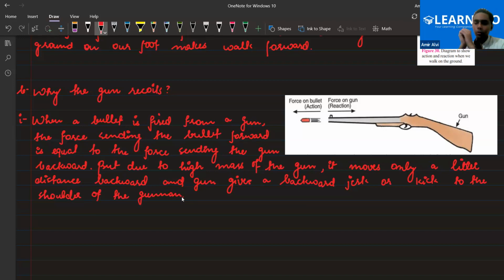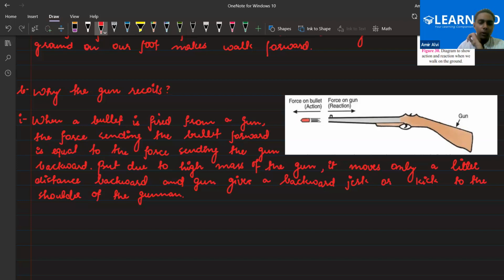So whenever a gun fires a bullet, there is a backward force acting on the gun that basically gives a kind of backward jerk or kick to the shoulder, and due to that, sometimes if it's not handled properly, the shoulder can be displaced, or it can be broken as well. Okay.